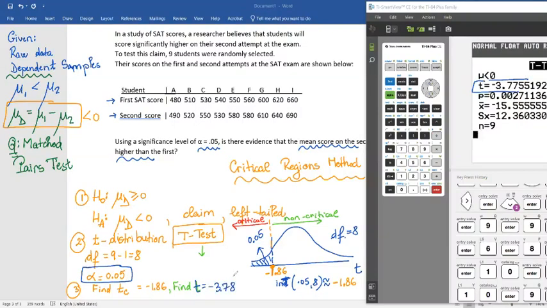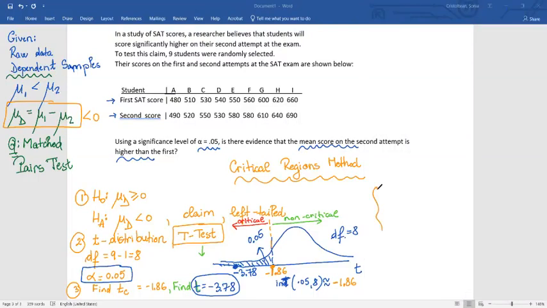So what we do now, we take this test statistic and we place it on the t-axis. Now this number is negative 1.86. Negative 3.78 falls to the left. You can clearly see that far away. So negative 3.78 is in the critical region. Because it was in the critical region, we will reject the null hypothesis. So we are ready to conclude the test.